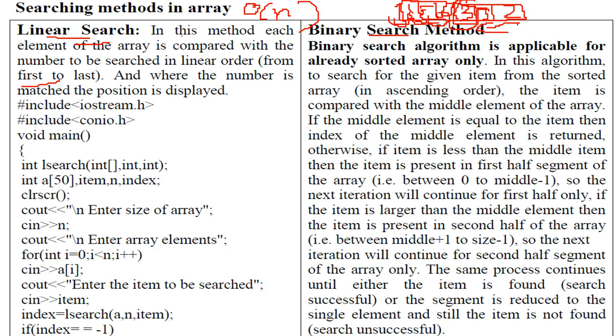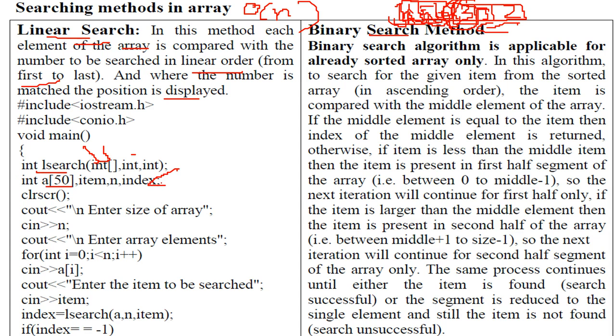In this, first of all, as I said, each element of the array is compared with the number to be searched in linear order, that is from first to last, and where the number is matched, the position will be displayed. Here the indices are 0, 1, 2, so third position, 3 is there. So we have a function called lsearch. In this we'll pass the array, along with some more parameters.